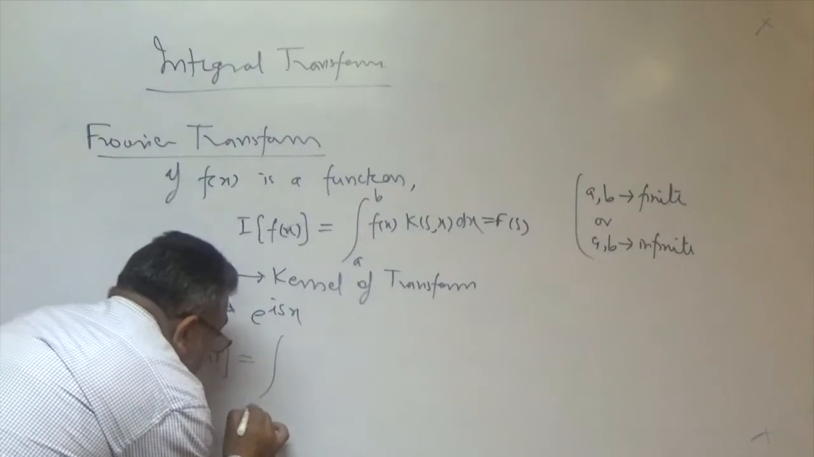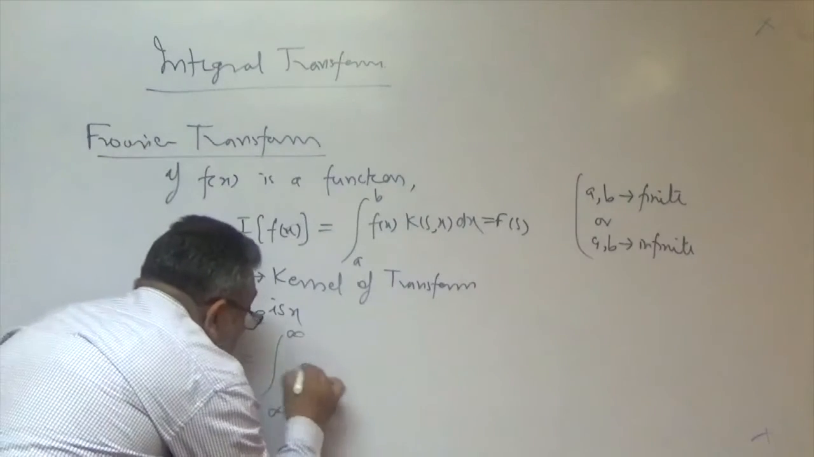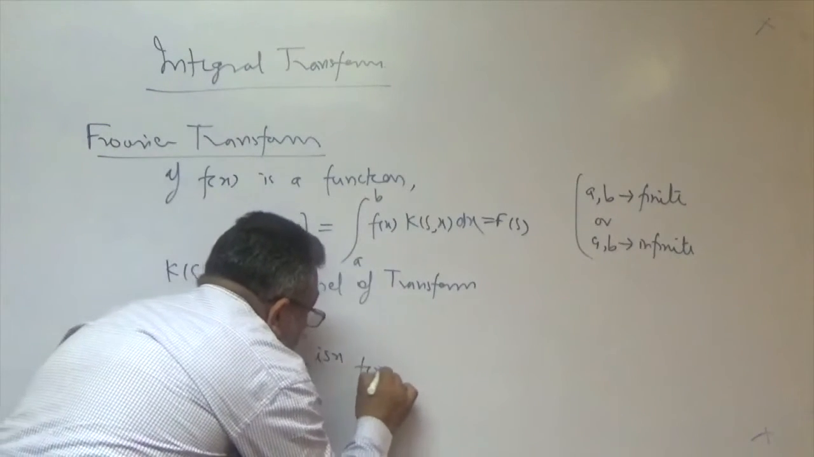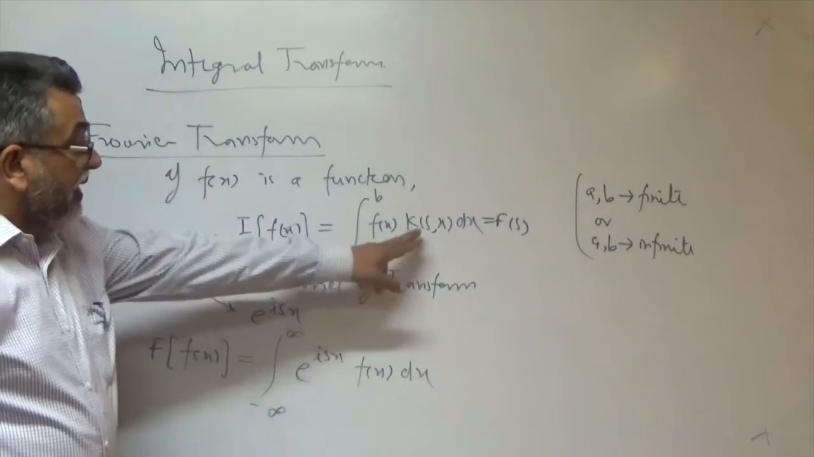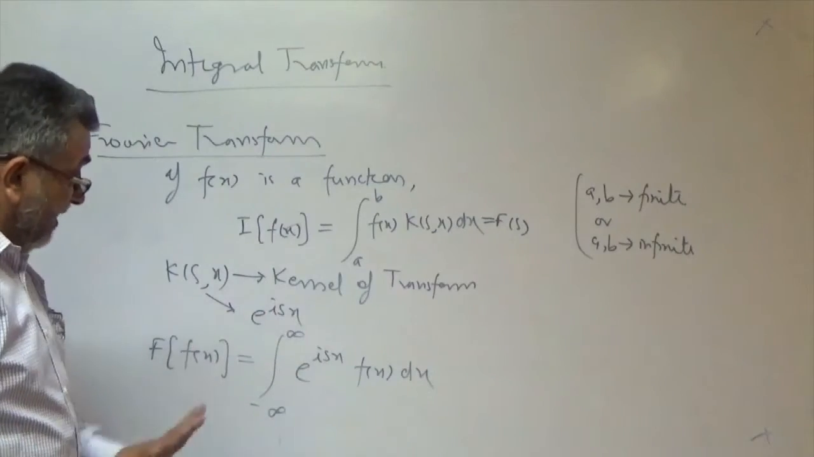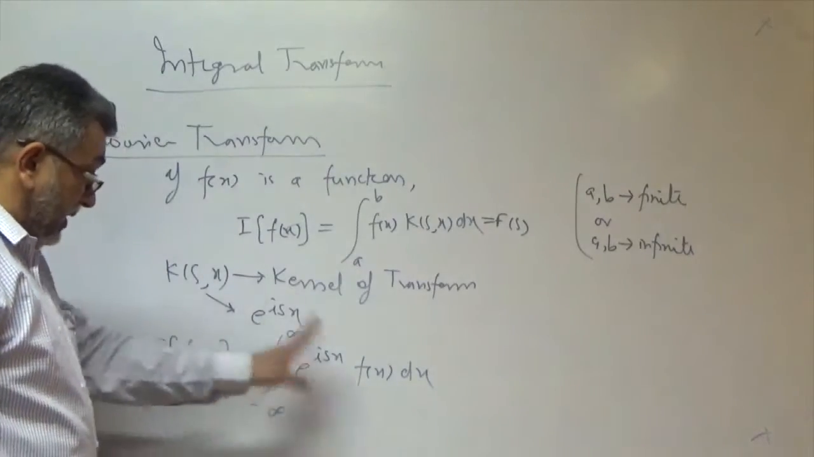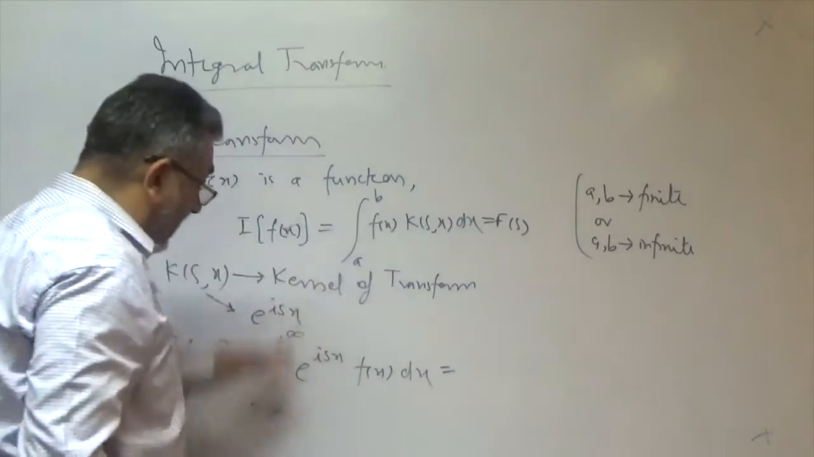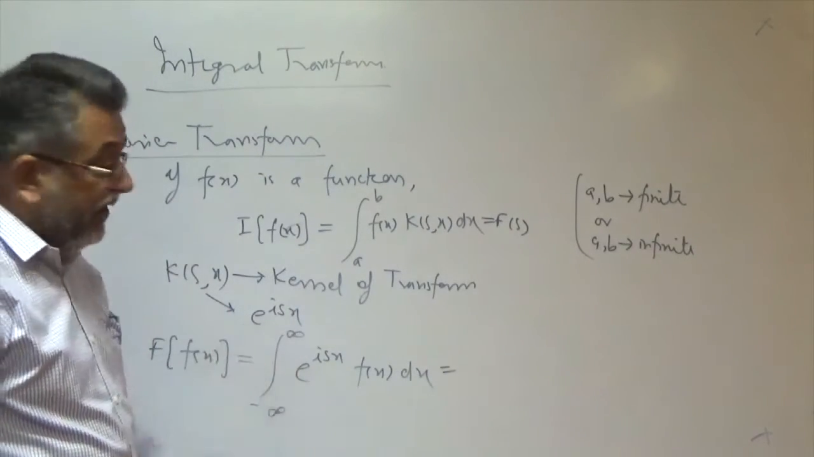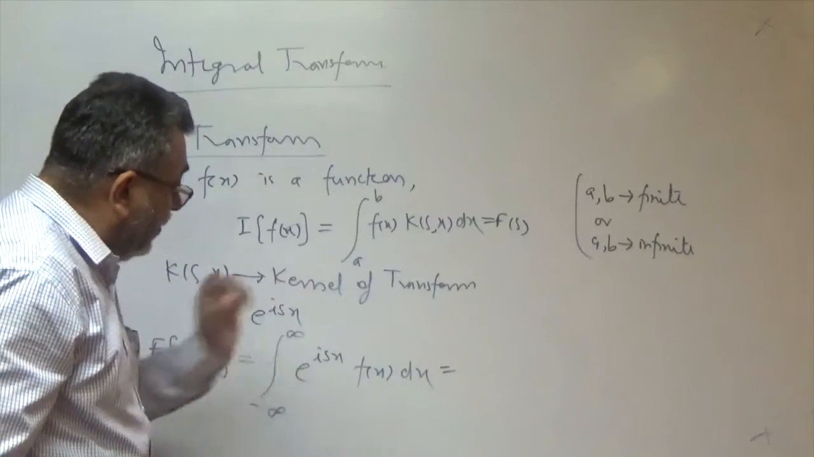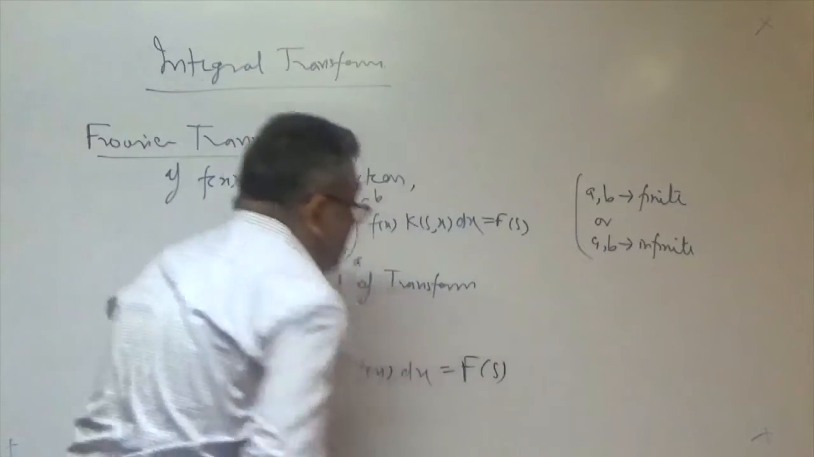It is given by the integral from minus infinity to infinity of e to the power i s x into f(x) dx. Here we are taking the value of the kernel as e to the power i s x. f(x) is a function, and here we are taking infinite limits. So on the right hand side, there is a definite integral with lower limit minus infinity and upper limit plus infinity. After integration with respect to x, we will get finally a function of s, denoted by capital F(s), right?